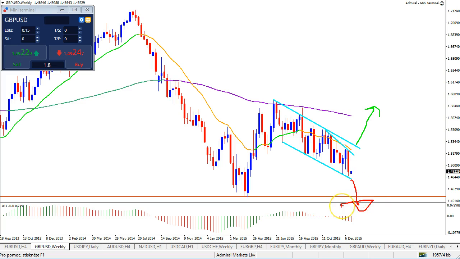All right, so that's basically what I'm keeping an eye on. This channel, from the long-term perspective, whether we get an upside break or a downside continuation. That's something that I would be very curious about.